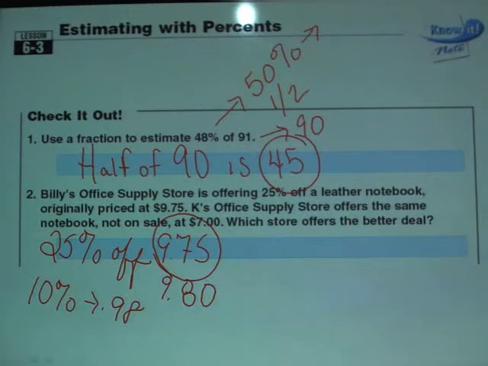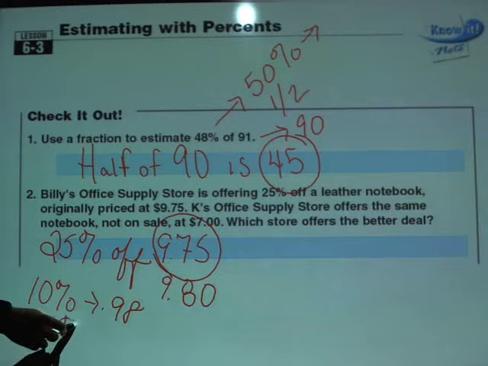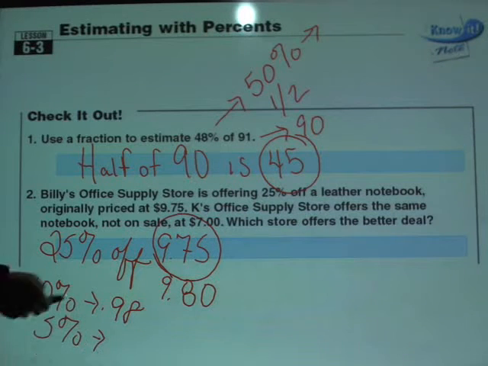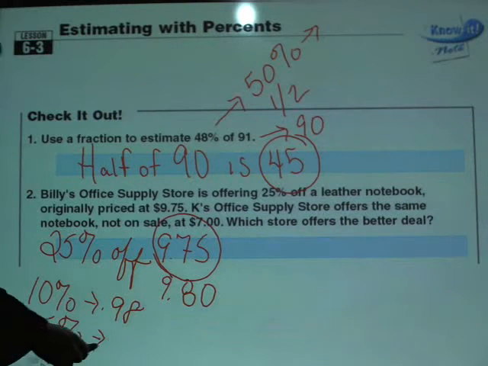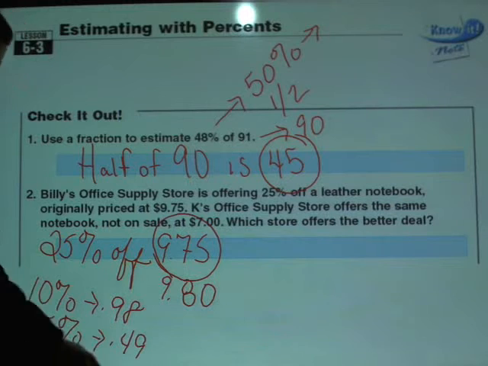When I find 5%, well, that's just going to cut this guy in half. So half of 98 cents. Now, if you're having a hard time with that, just think of half of 98 then instead. If I cut 98 into 2 parts, that's 49. Stick the decimal in, 0.49.